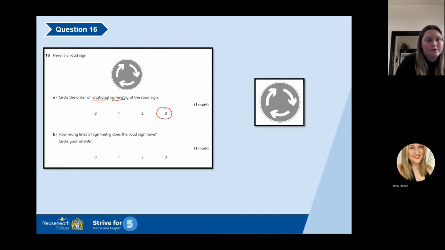Okay, how many lines of symmetry does a road sign have? So a line of symmetry would be if you printed it out and folded the paper in half, would it look the same on both sides? Or if you put a mirror in the middle, would it look the same when you looked into the mirror? Now, because these arrows are all pointing the same way in the same direction, it's going to have no lines of symmetry. If it was just a circle, we could fold that an infinite amount of times. It would have an infinite line of symmetry, but because of the arrows and the pictures on it, it wouldn't have symmetry.